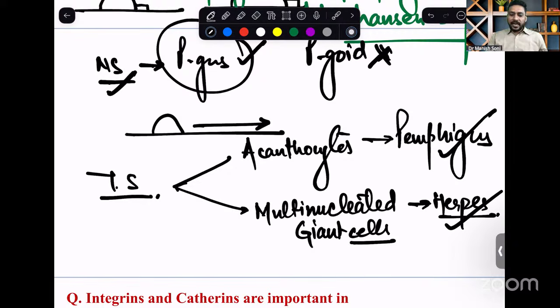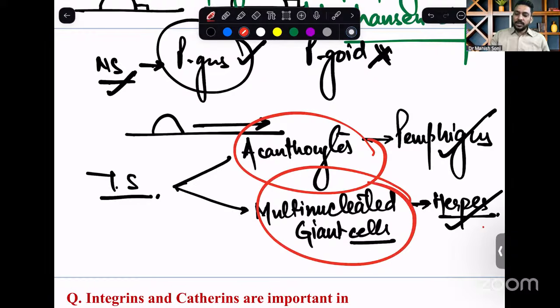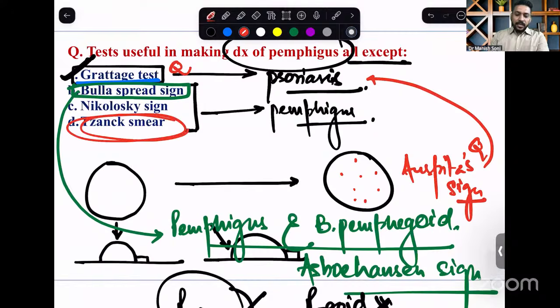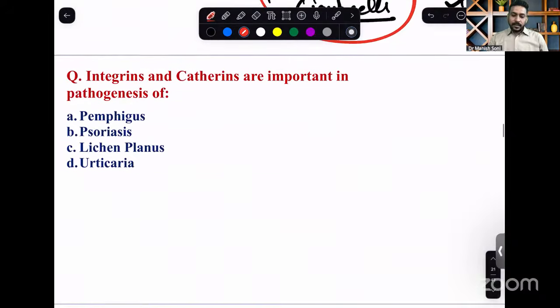In pemphigus, acanthocytes are seen, and in herpes, multinucleated giant cells are seen. This is again a very favorite question of examiner. They ask you repeatedly in your screening exam, Tzanck smear. So remember this. Now, integrin and cadherin are important in the pathogenesis of.